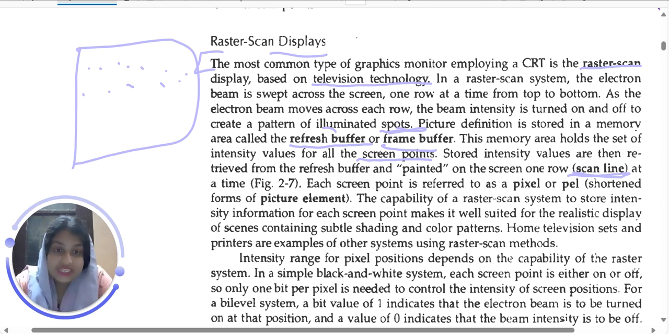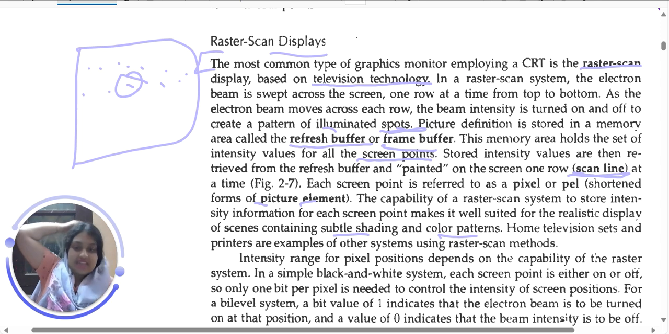Now each screen point is referred to as a pixel or a pel. Pel is a shortened form of picture element. The capability of a raster scan system to store intensity information for each screen point makes it well suited for the realistic display of scenes containing subtle shading and color patterns. Because of this property, the raster scan display can be used for scenes which contain subtle shading and color patterns.